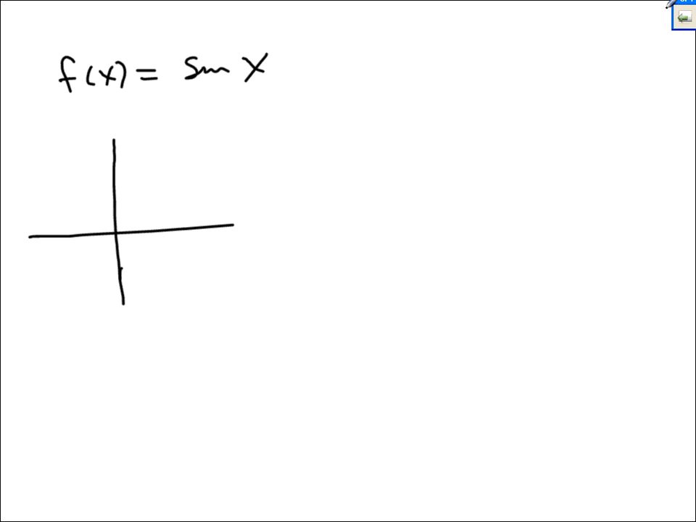Okay. Let us look at this function. F of x is equal to sine x. Let's just look at part of it. Well, here's part of it. And here is the point pi over 2, comma 1. X-axis, y-axis.